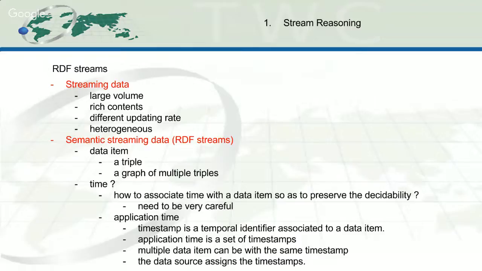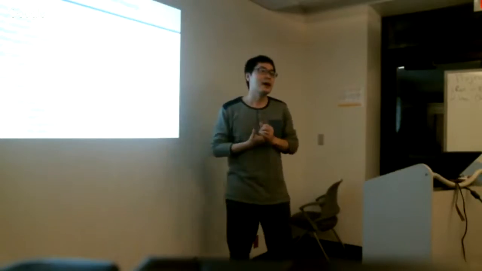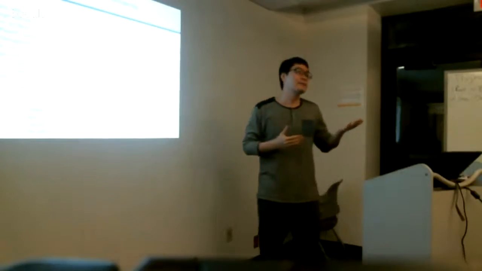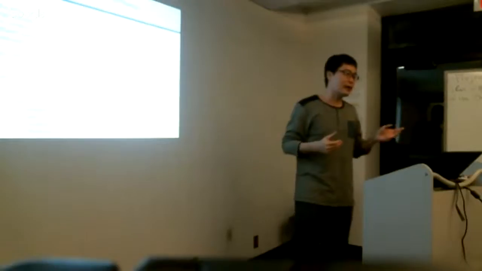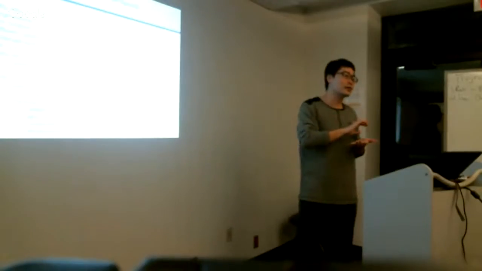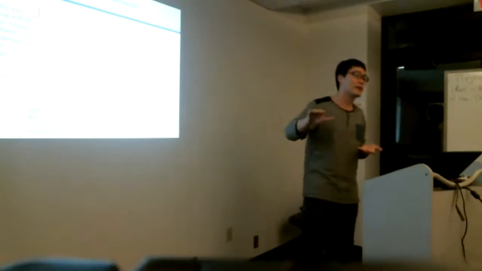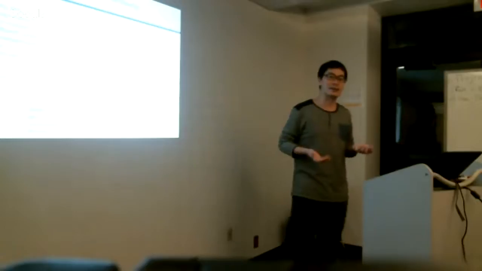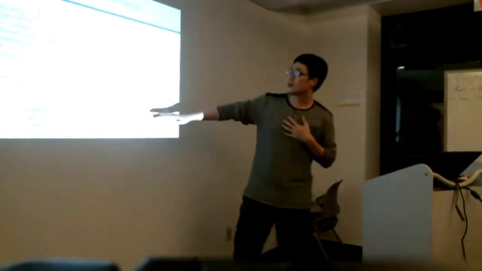RDF streams are typically data items that are either a triple or a graph of multiple triples, and the graph can be identified by a unique URL, which is the graph ID. And since it's streaming data, it should have some time element. We have to be really careful about the association of time with the data item, so as to preserve decidability, because time is a really flexible thing. For example, in a static database, Alice, a person, cannot be tall and short at the same time. That's a contradiction. However, if you consider this in a timeline, Alice can grow up. Alice can be short at 9 years old, but tall at 18 years old, right? So time is really interesting to play with.